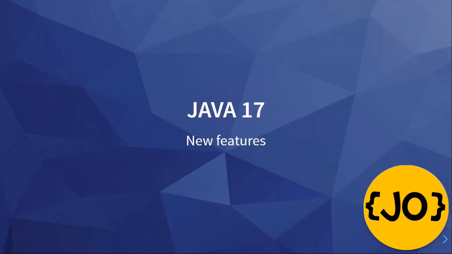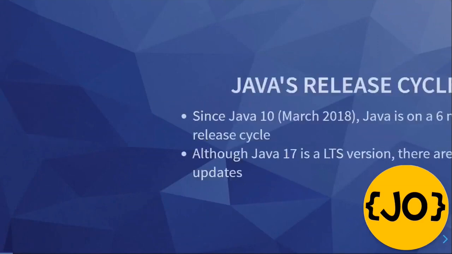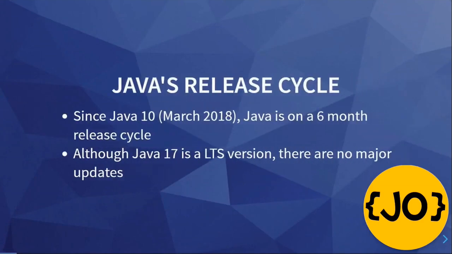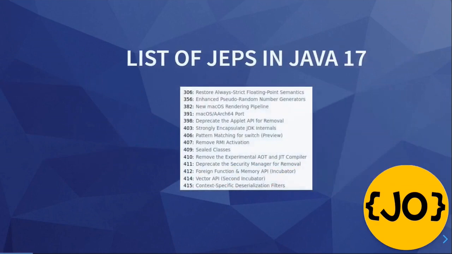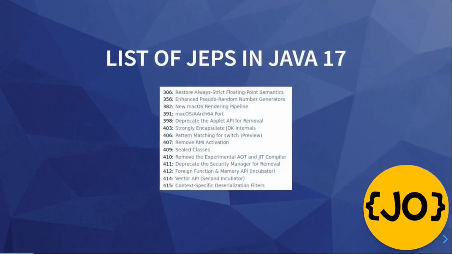I will be explaining the new Java 17 features in under 5 minutes. So first, an important note about Java's release cycle: since Java 10, Java is on a 6-month release cycle. So even though Java 17 is a long-term support version, there are no real major or exciting updates in this version, so here we have a list of the JEPs, or JDK Enhancement Proposals, in Java 17.